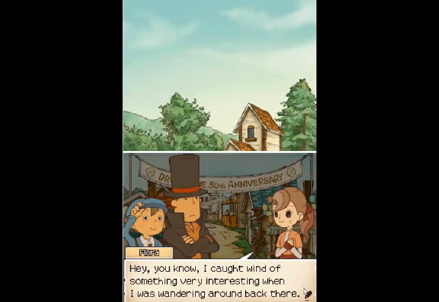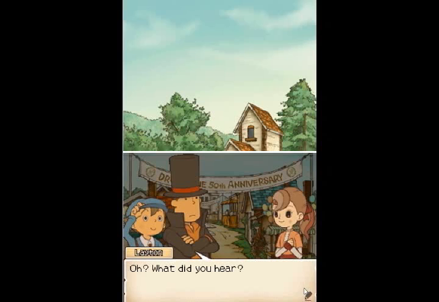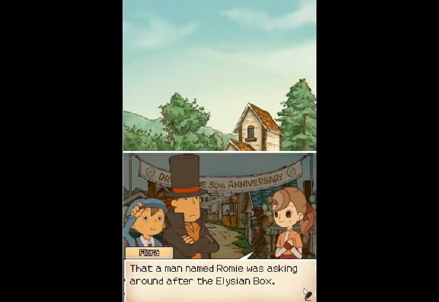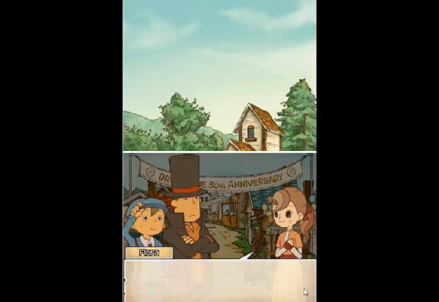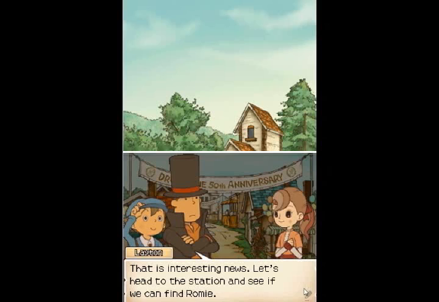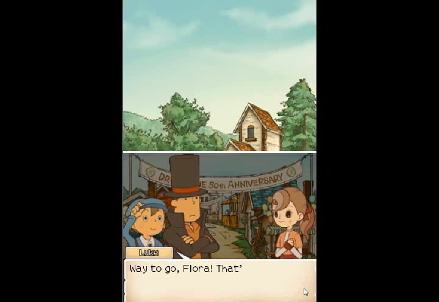Hey, you know, I caught wind of something very interesting when I was wandering around back there. Oh? What did you hear? That a man named Romy was asking around after the Elysian box. If we can track him down, maybe he can tell us something we don't know. I heard from one person that he's been wandering around near the station. That is interesting news. Let's head back to the station and see if we can find Romy.